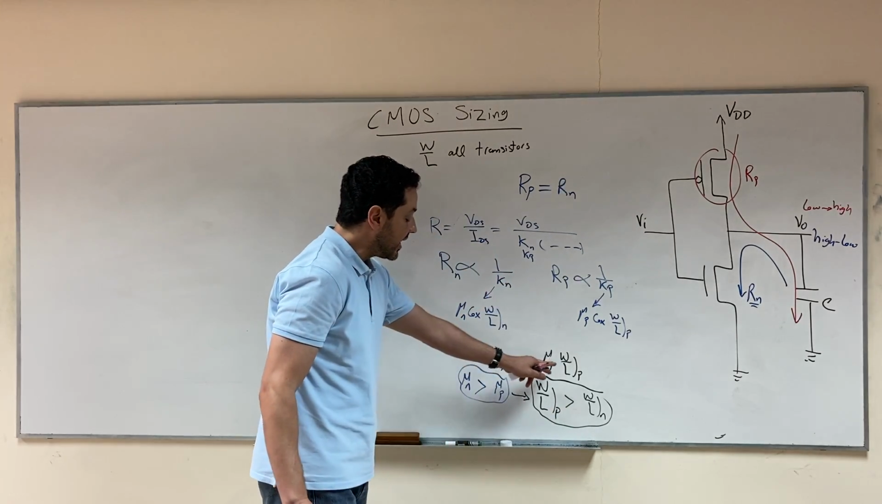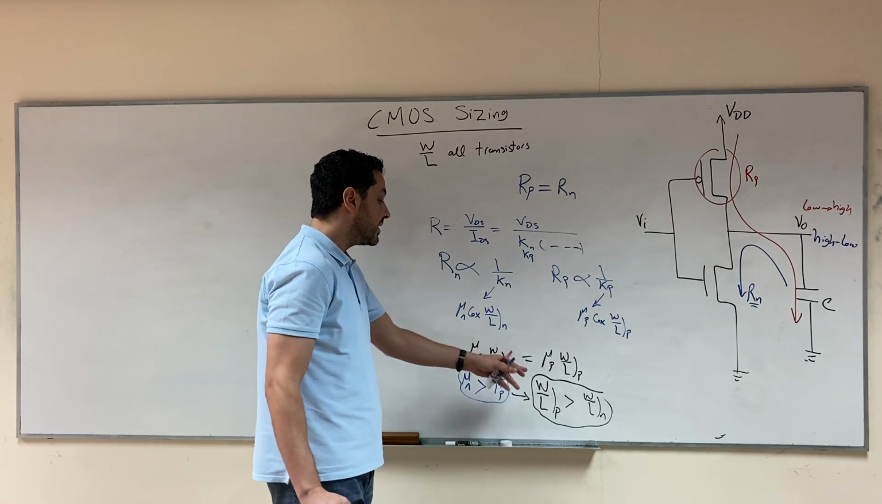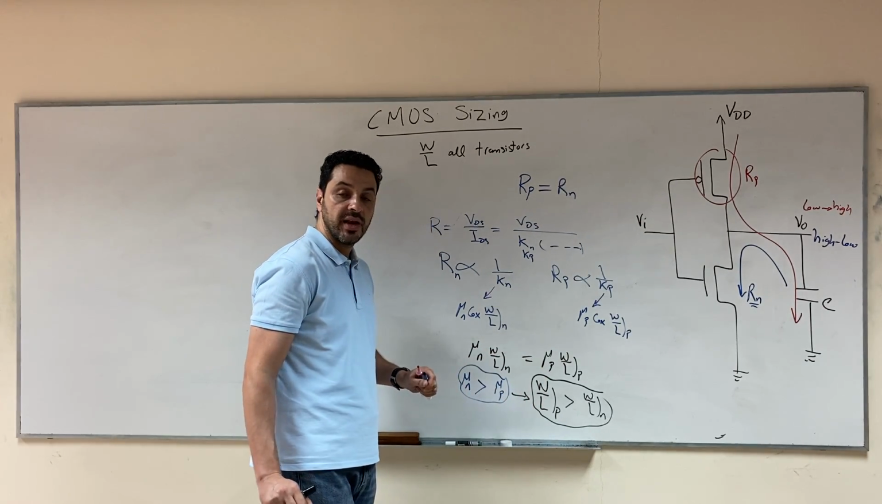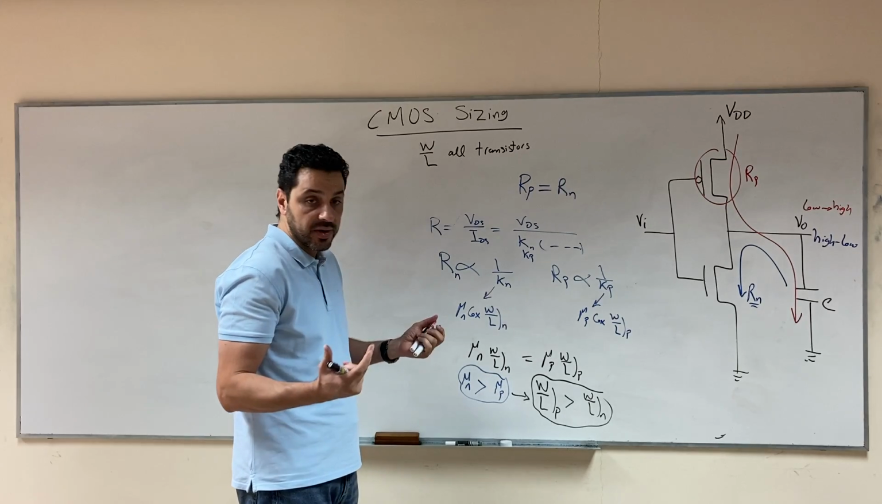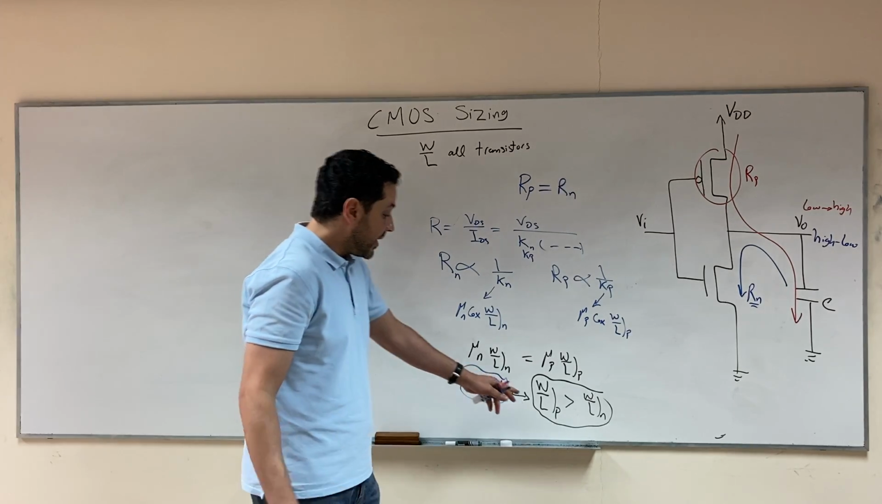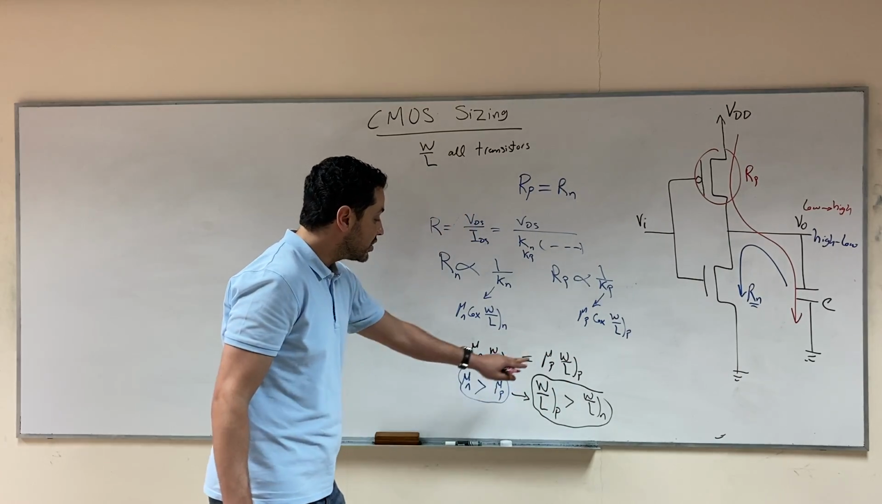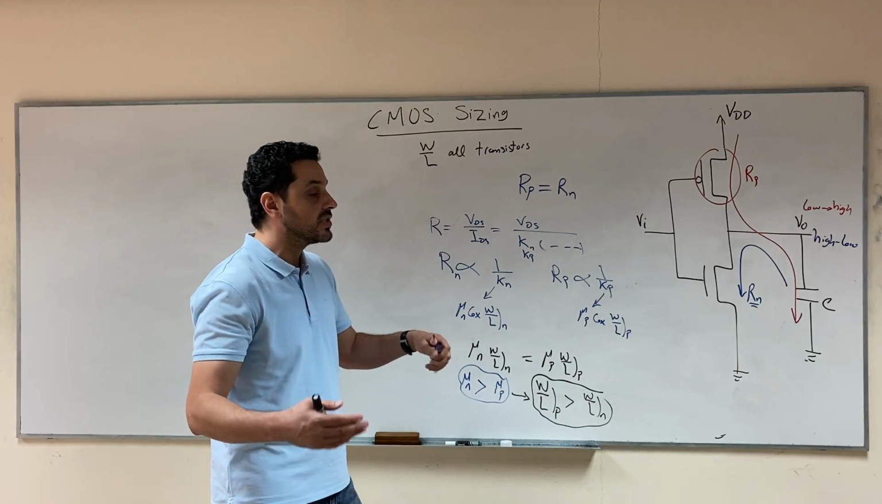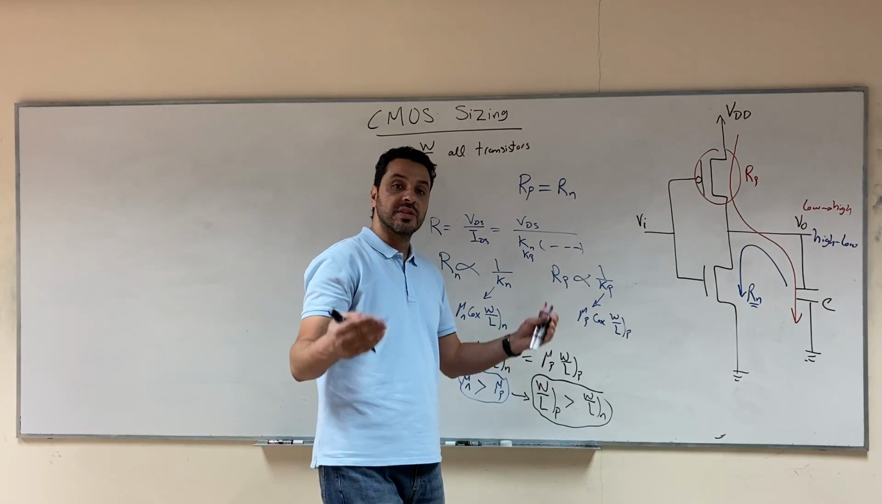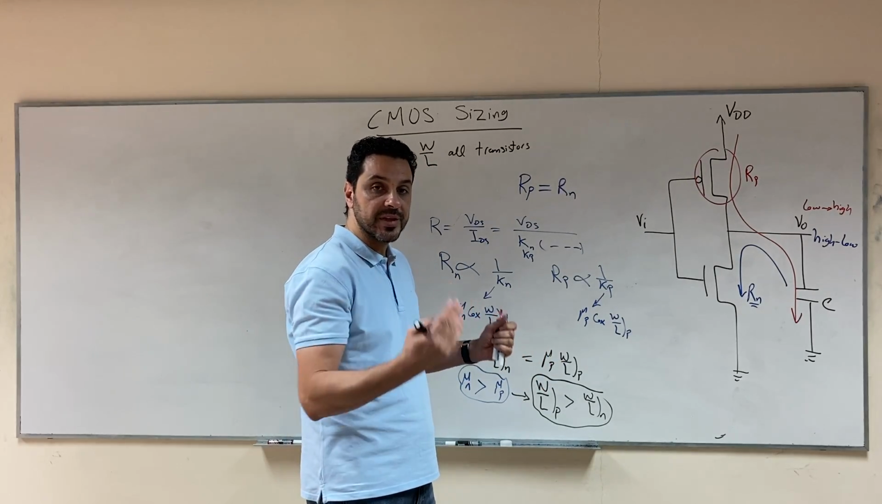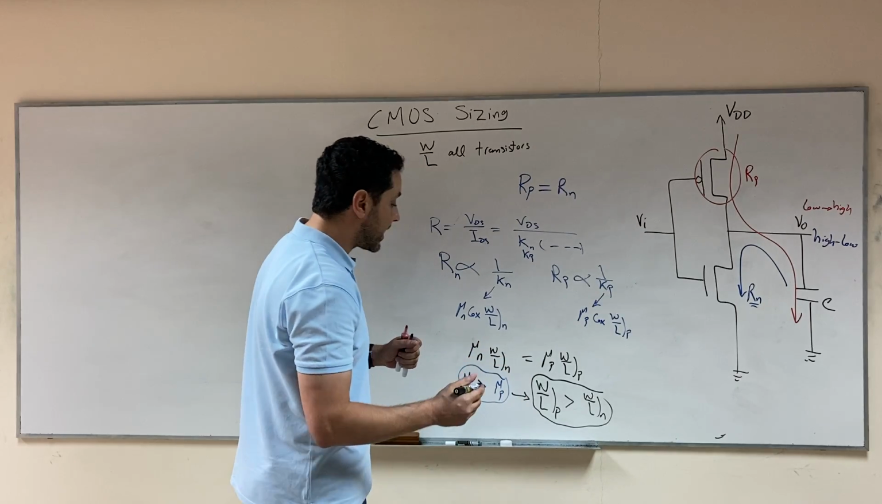So this will lead to the W over L of the PMOS having to be designed greater than W over L of the NMOS. And this is something in our hands: to design the PMOS transistor with W over L greater than W over L of the NMOS, so that this equation is satisfied, and hence we'll have similar or symmetric driving capability for the charging and discharging of the capacitor.